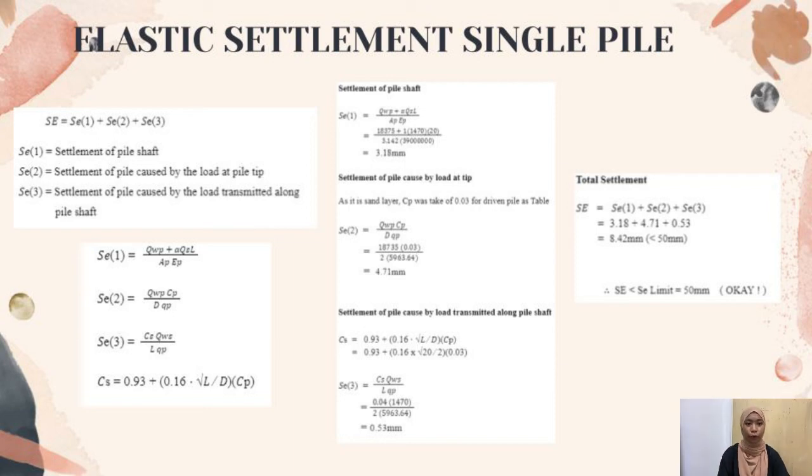Taking borehole 4 as the sample calculation at the termination depth of 20 meters, we obtain the total settlement by adding the three settlement values at different parts. Since there is no clay layer below the foundation, consolidation settlement is not included. Thus, the elastic settlement that we obtain is less than the maximum settlement limit of 50 mm. Hence, the single pile foundation is suitable for this design.